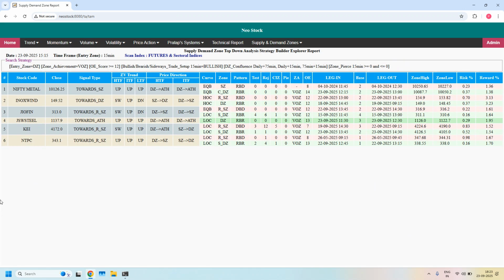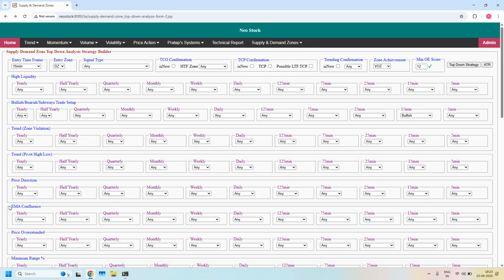we got 6 stocks. That means in all the 6 stocks, these 15 minutes demand zones are overlapped with the 75 minutes demand zone, and both together are again overlapped with the daily demand zone. And the daily trend should be uptrend. So daily uptrend, 1, 2, 3 stocks are there out of 6. Let's verify whether the 3 daily demand zones have any daily EMA confluence.